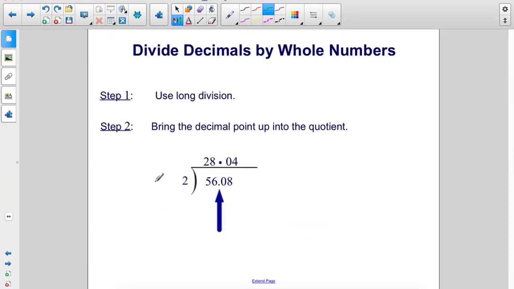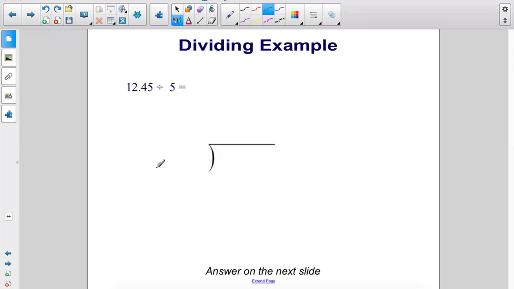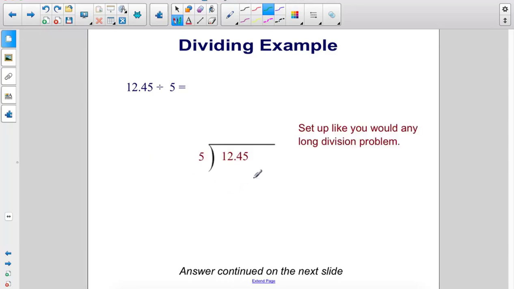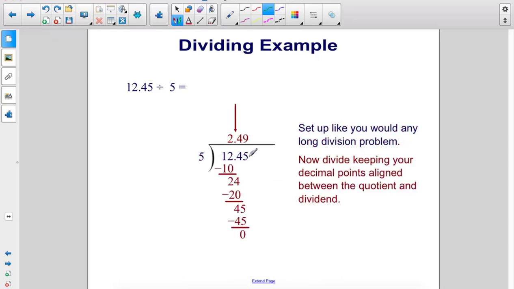To divide decimals by whole numbers, we're first going to use long division, and then we're just going to bring the decimal up, straight up into the quotient. Here's an example. 12.45 divided by 5. First, we're going to set it up like we would any long division problem. You do the division completely ignoring the decimal, and then at the very end, you just bring the decimal up vertically, straight up.